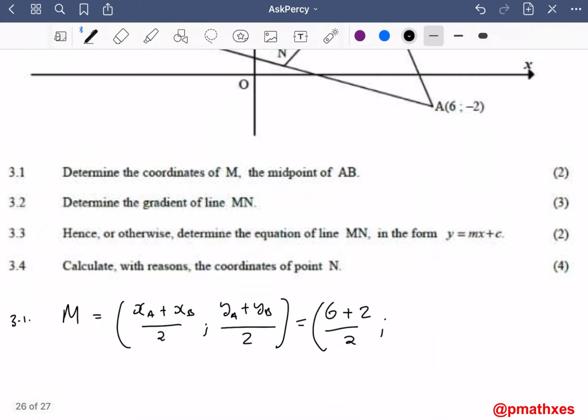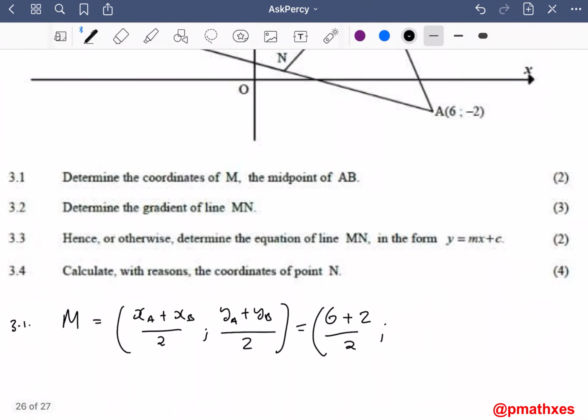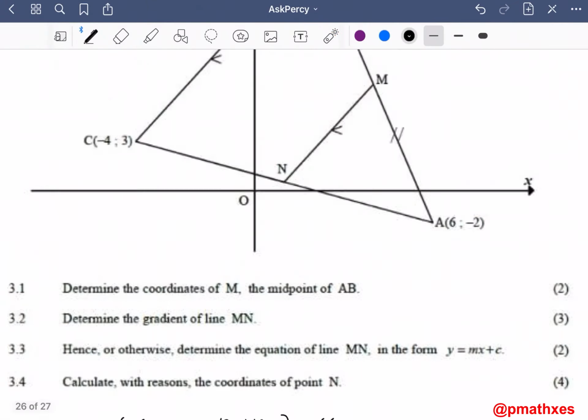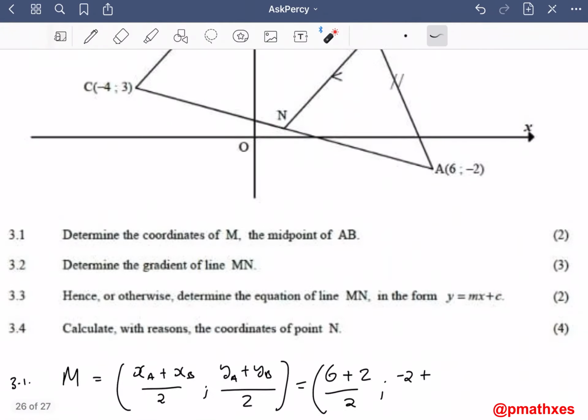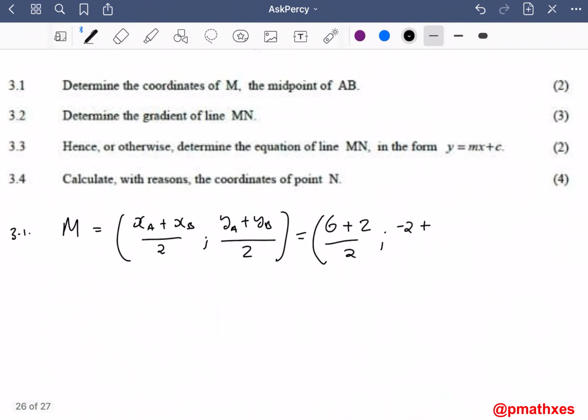Now we're looking at the y value of B and the y value of A. The y value of A is -2, so minus 2, plus the y value of B, which is positive 15, divided by 2. And then you just take your calculator and punch these numbers.